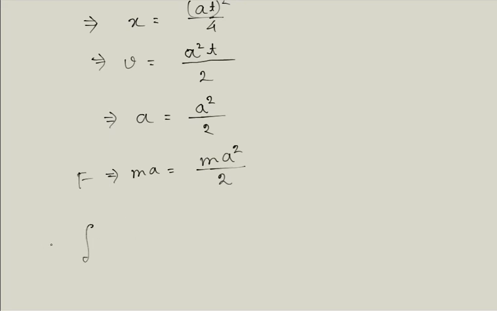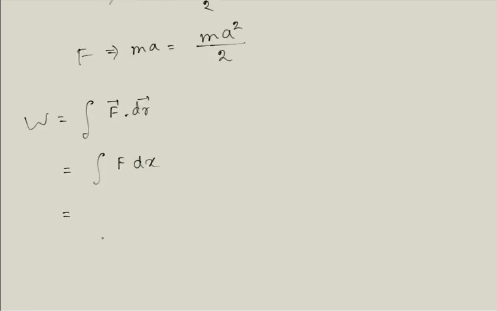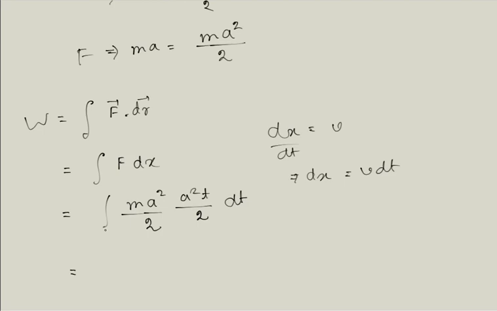The work performed is, from the definition of work, as it is a one-dimensional case, it reduces to this expression. So we know F is ma square by 2, and we need the work performed in the first t seconds, so we need it as a function of time. So let's replace dx: we know that dx by dt is v, so dx equals v into dt. So v is nothing but a square t by 2 times dt.